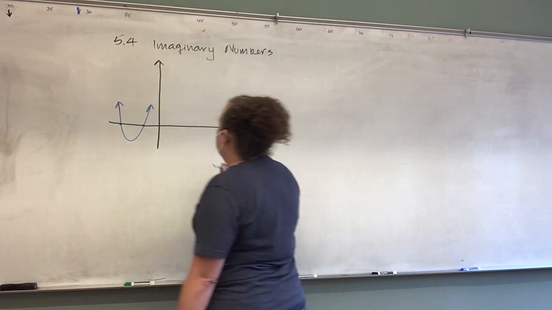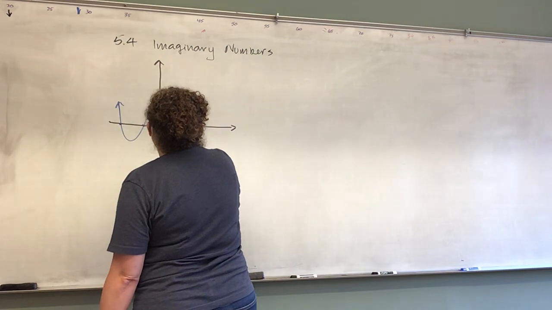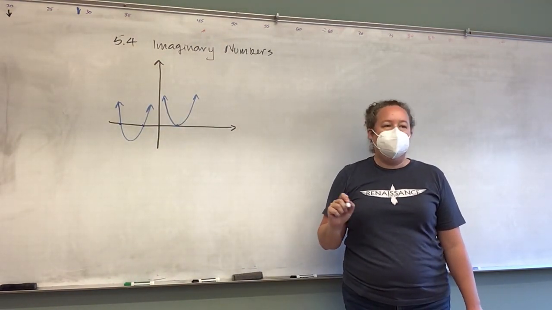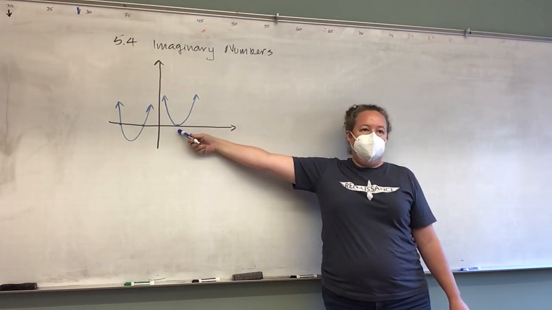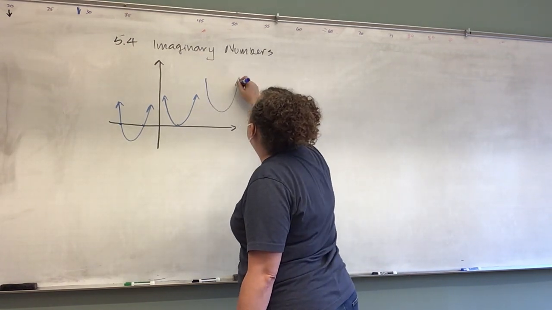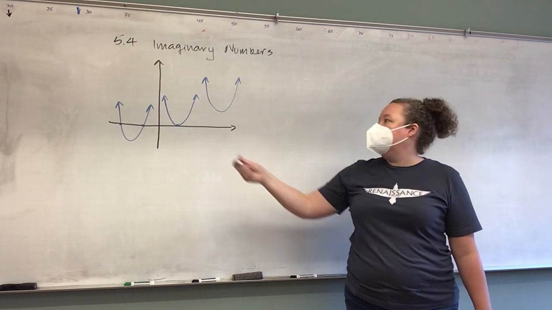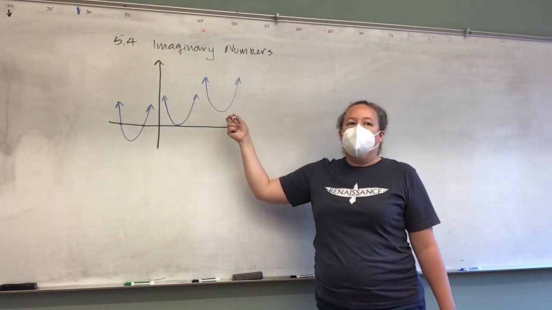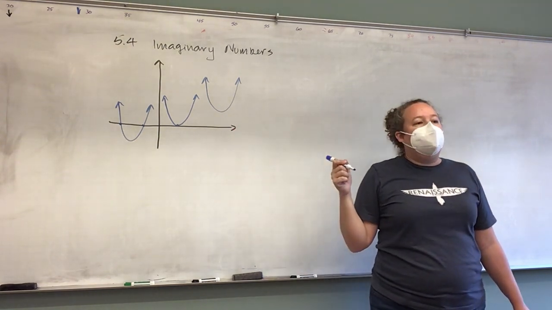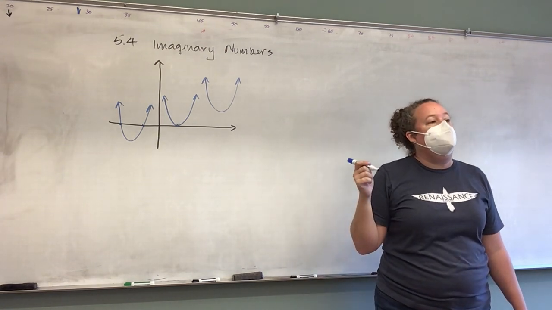If our little parabola is perched right on the x-axis, on its vertex, then we have just one real solution. But how many real solutions does this parabola have? None, because it doesn't cross the x-axis anywhere. But that doesn't mean that its solutions are undefined. It just means that they are imaginary.